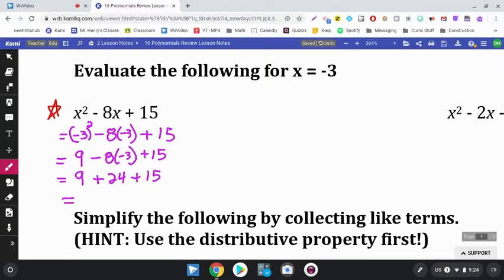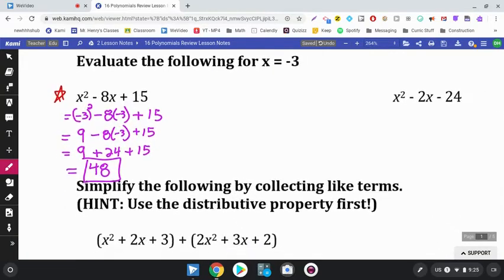And now I can add all of that together. 9 plus 24 plus 15 is 48. And there's my answer. Okay, so evaluate just means, well, plug in the value they give you. That's all I have to do.